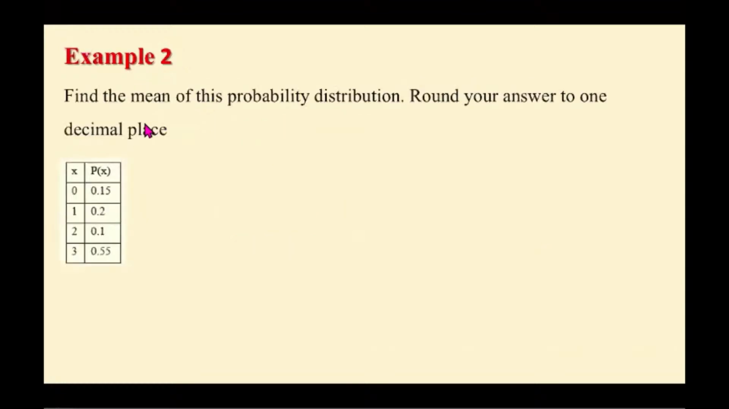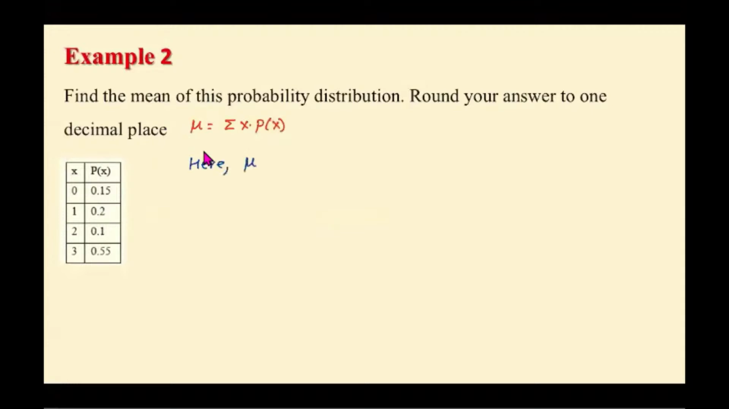Here is our example 2. Find the mean of this probability distribution. Round your answer to 1 decimal place. If you remember the formula for the mean of a probability distribution, the mean mu is the sum of x times p of x. So we need to find the sum of x times p of x. Let's find out how we can do that for this one.